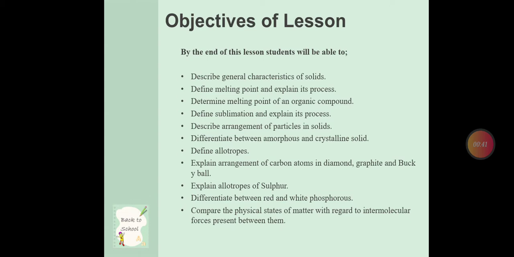Objectives of the lesson are: by the end of this lesson, students will be able to describe general characteristics of solids, define melting point and explain its process, determine melting point of an organic compound, define sublimation and explain its process, describe the arrangement of particles in solids, differentiate between amorphous and crystalline solids, define allotropes, explain arrangement of carbon atoms in diamond, graphite and buckyballs, explain allotropes of sulfur, differentiate between red and white phosphorus, compare the physical states of matter with regard to intermolecular forces present between them.